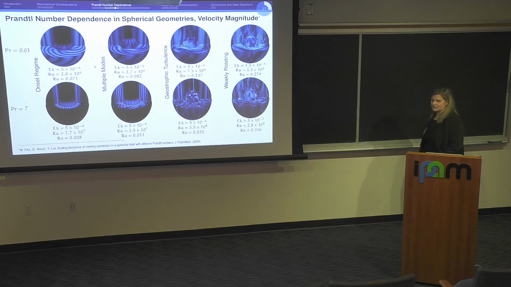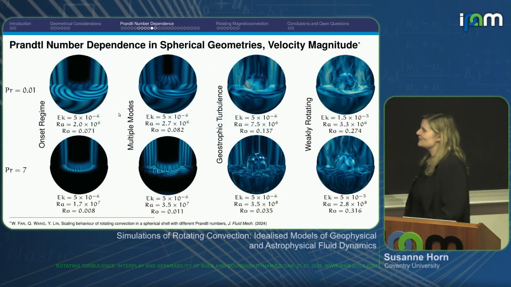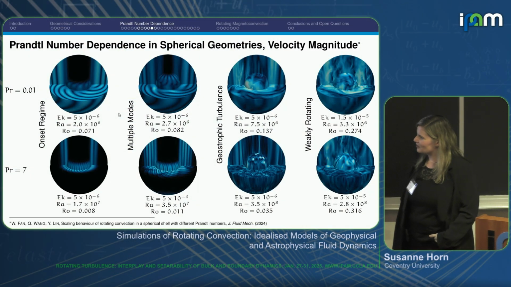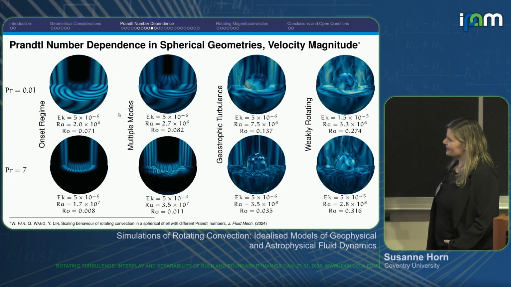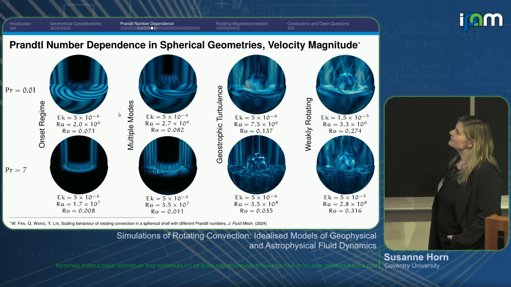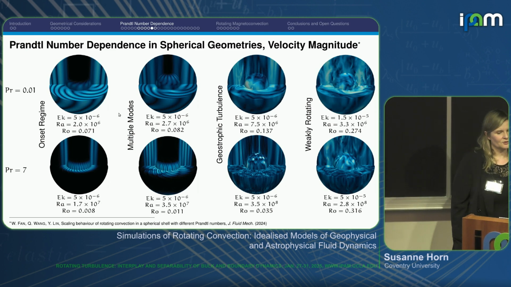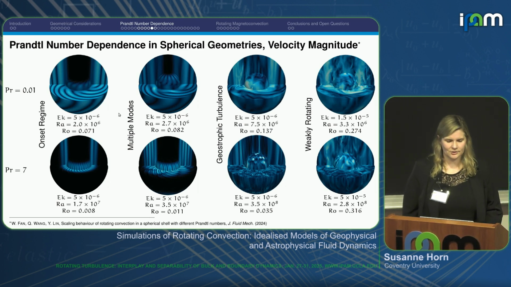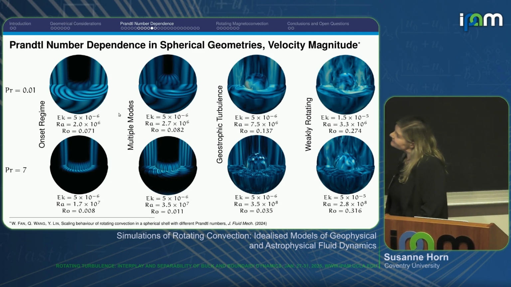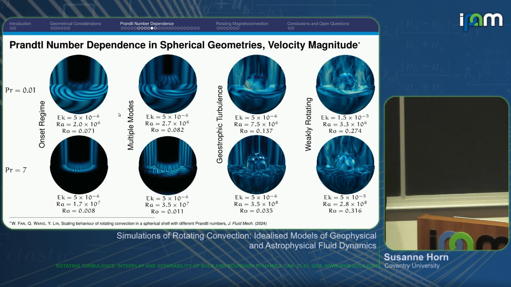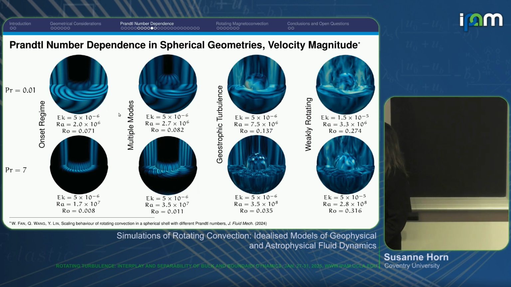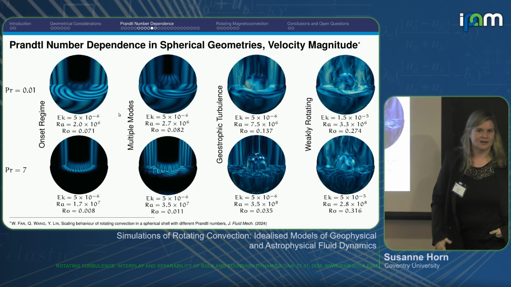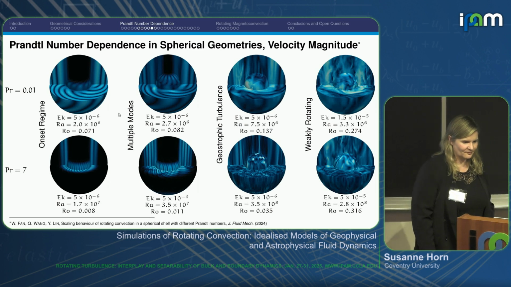And the interesting thing is, I think John also already showed this paper. So there's a nice paper recently, 2024, by Wei Fan et al. And what they have done is one of the few studies where they actually also vary the Prandtl number in spherical shell convection. Unfortunately, at least in their paper, they only gave the results for Prandtl 0.01 and Prandtl 7, but they actually went up to Prandtl 100.